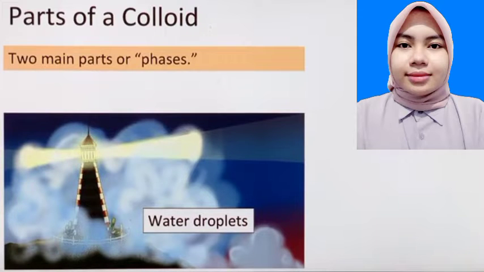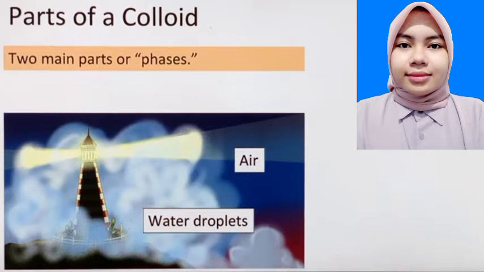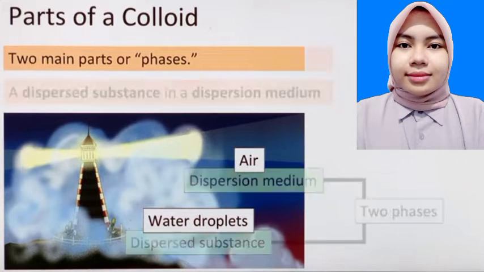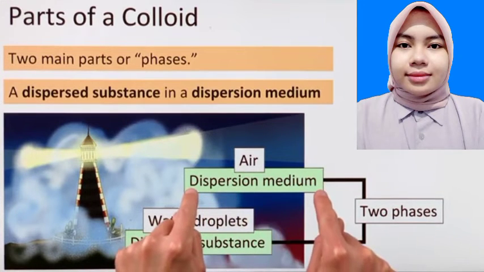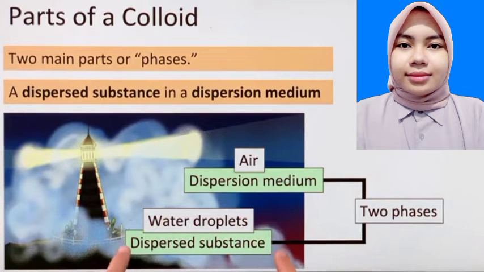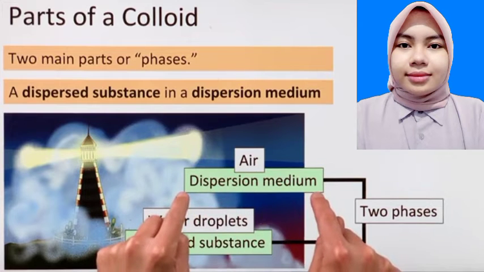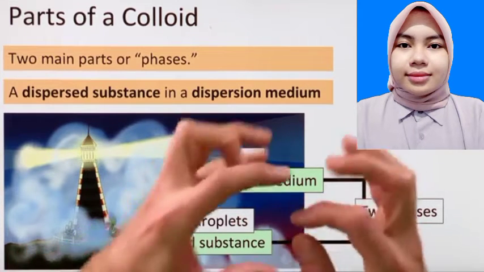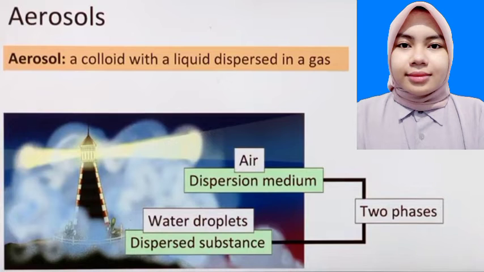So let's talk about the parts of a colloid. Colloids always have two main parts. We call these parts phases. In fog, the tiny droplets of water are one phase, and the air is another phase. The technical terms for these two phases are the dispersed substance and the dispersion medium. In fog, the water droplet is the dispersed substance and air is the dispersion medium. The dispersed substance is spread out and can unfold in the dispersion medium.